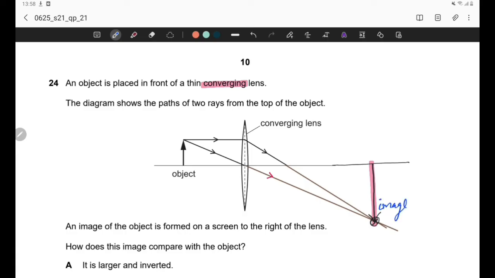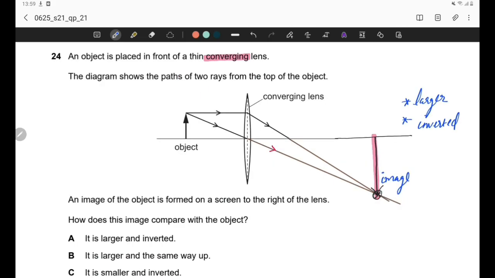Now we can check the characteristics of the image. Comparing to the size of the object, the image is larger. That is the first point: the image formed is larger. And the second point, it is inverted. As you can see, the object is upright but the image is inverted. That is the second property. Now we can see the options.